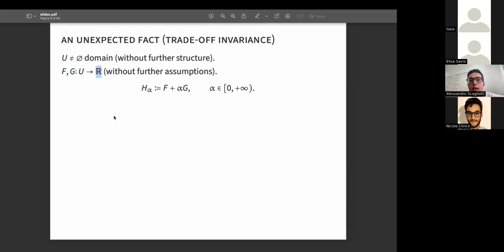The principle holds also if we allow for values in the extended reals, so if we also allow plus infinity. But for simplicity, let me just say that in this presentation, F and G take values in R.